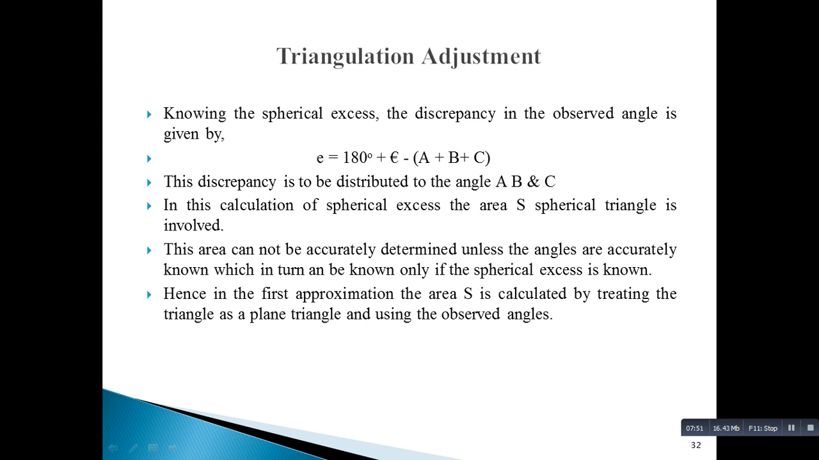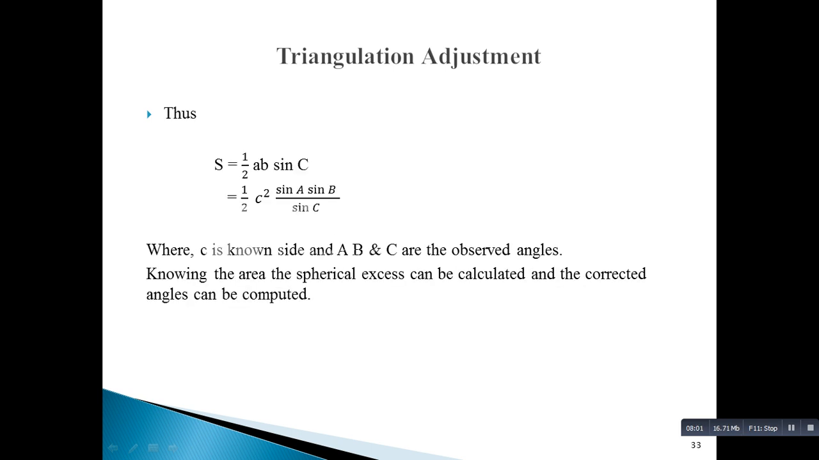Hence, in the first approximation, the area S is calculated by treating the triangle as a plane triangle and using the observed angles. Thus, we can calculate the area S of the triangle as equal to 1 half the basic equation. So it is 1 half a b sin C. So it is 1 half c square, that is side of the triangle, sin A into sin B divided by sin C. So here c is the known side and A, B, C are the observed angles.